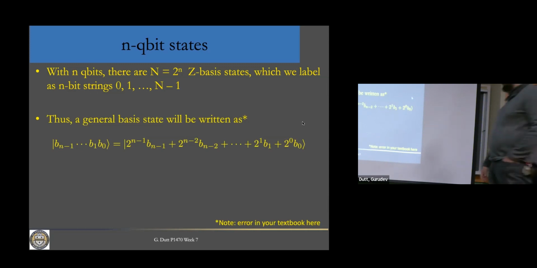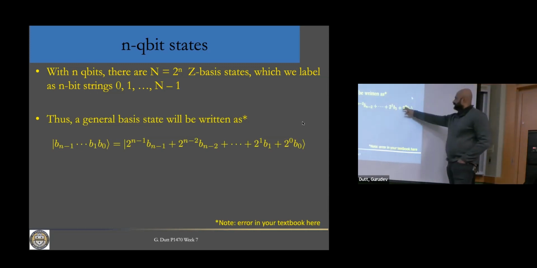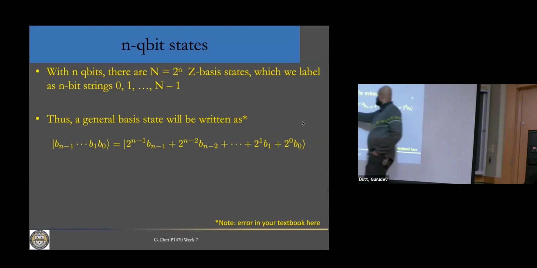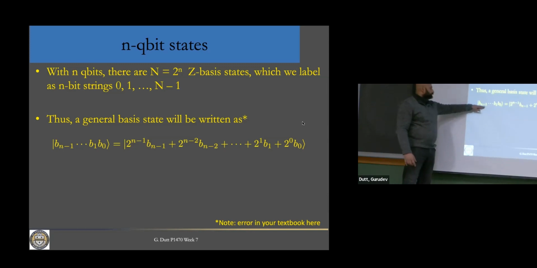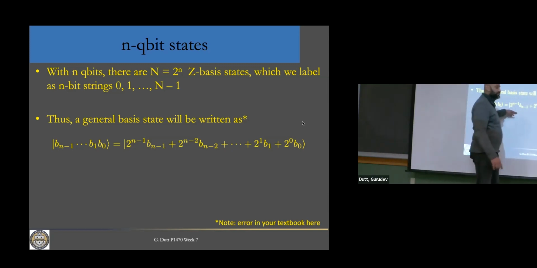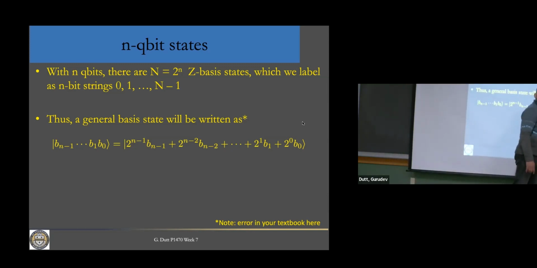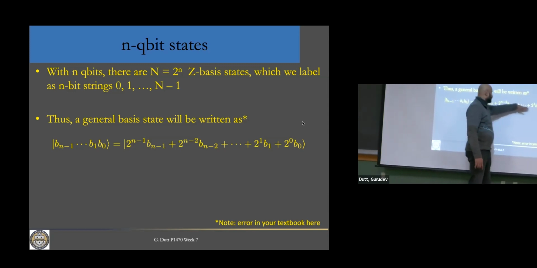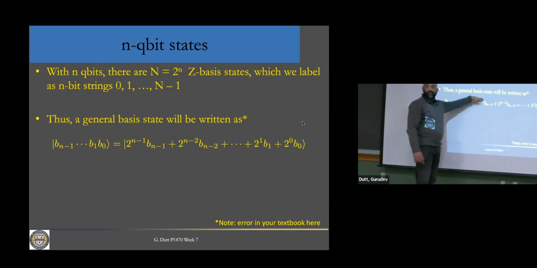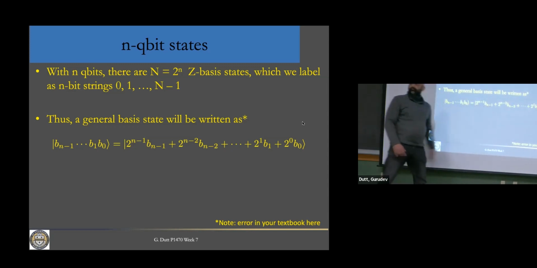So a general basis state will be written with the same idea. I take binary digits 0 up to n minus 1, because numbering starts at 0, so I have to go up to n minus 1. And then when I convert it to the decimal representation, I use our little endian format. I take 2 to the 0 times B0, 2 to the 1 times B1, up to 2 to the power n minus 1 times B n minus 1. Right?